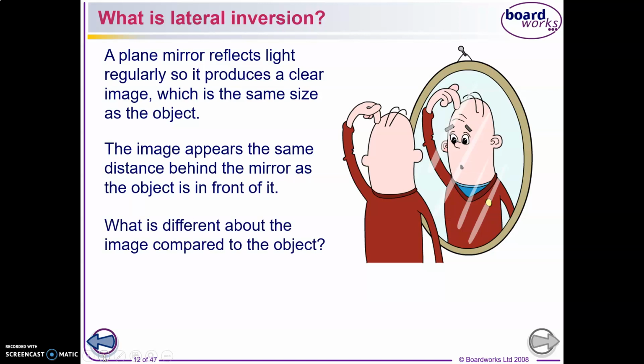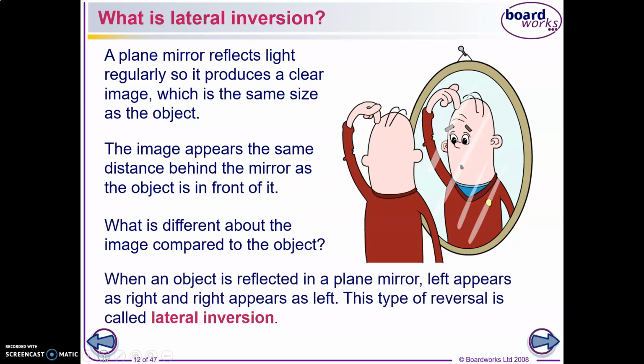What is the difference between the image and the object? Here's the difference. It's called lateral inversion. Inversion means, for example, when the object is reflected on a plane mirror, left appears as right and right appears as left. This is reversed. This reversal is called lateral inversion. So when you look in the mirror and raise your right hand, your image is raising its left hand. If you raise your left hand, it appears in the image as if you're lifting the right hand.